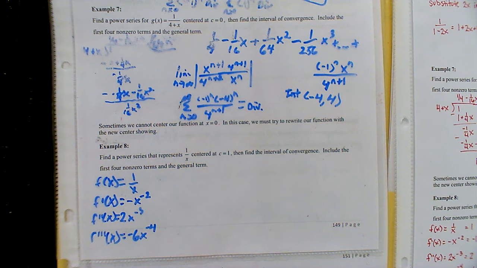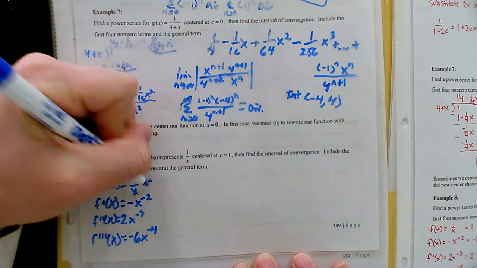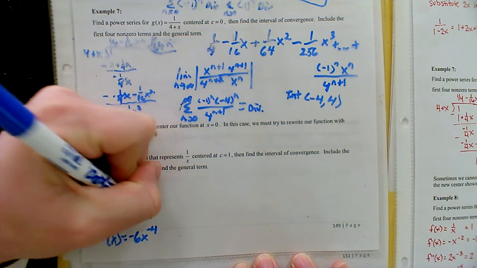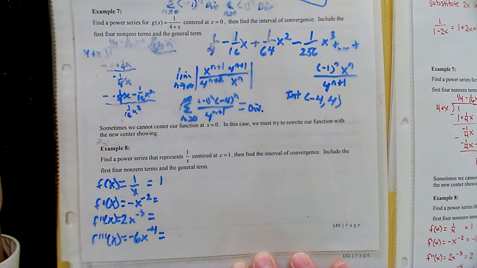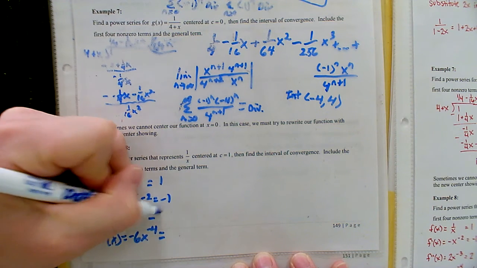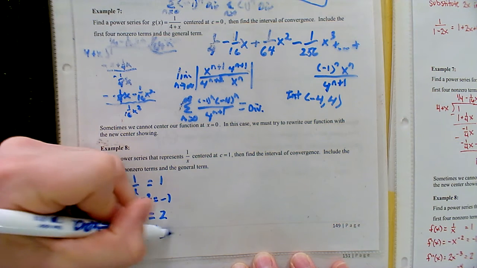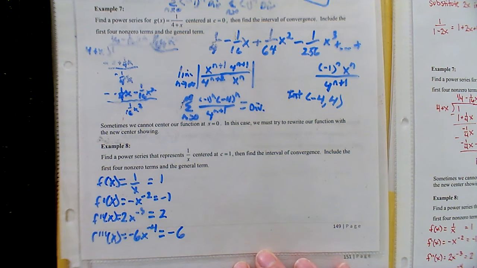Does anybody remember what we did after we had taken the derivatives? Plug in C. Yep. Plug in C. So we're going to get a value for each one of these. Again, these values are coefficients. We get 1, we get negative 1, we get 2, and negative 6. Again, those are the coefficients of our first 4 non-zero terms.